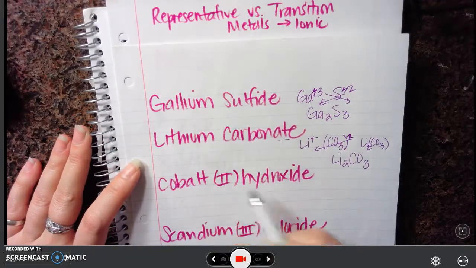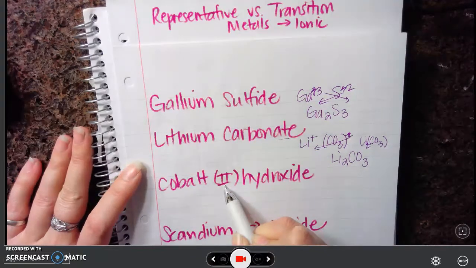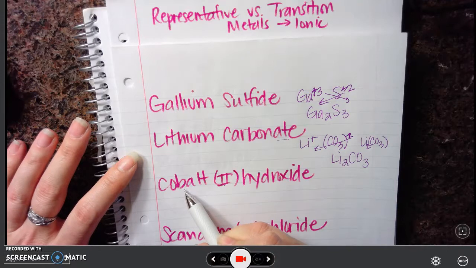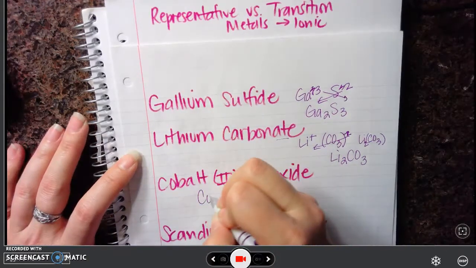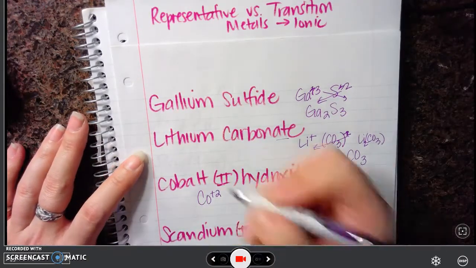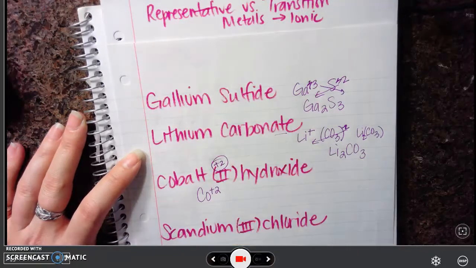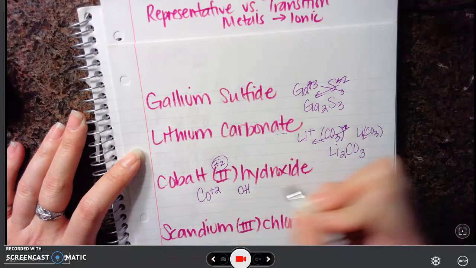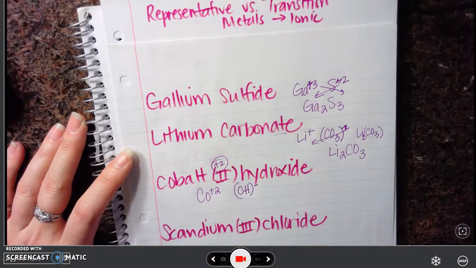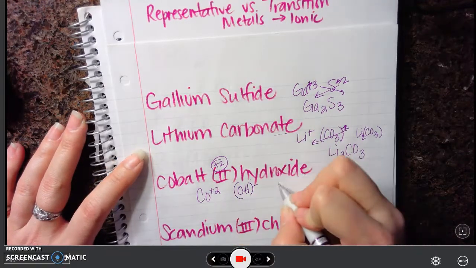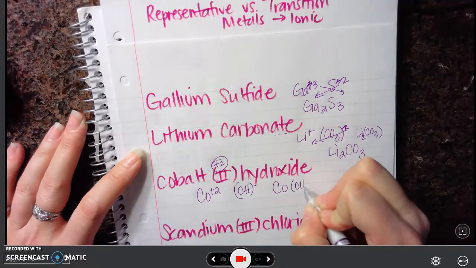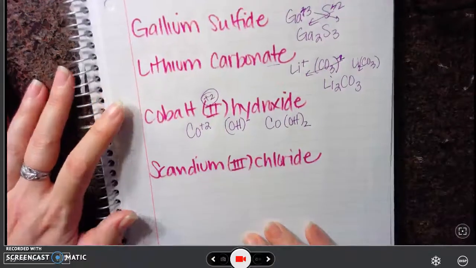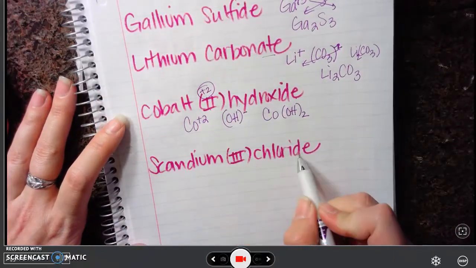For cobalt-2 hydroxide, this 2 right here is the oxidation number of cobalt. So this is telling me that cobalt has a +2 charge. Hydroxide is a polyatomic ion. Hydroxide is OH-1. So when I swap and drop here, you end up with Co(OH)2. Now the last one that I have on my page, I have scandium 3 chloride.